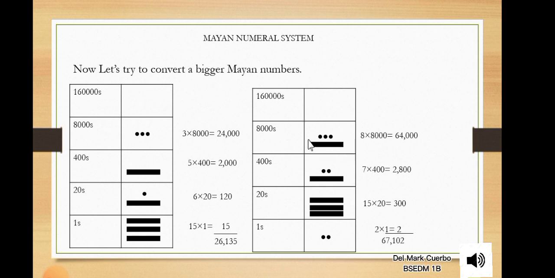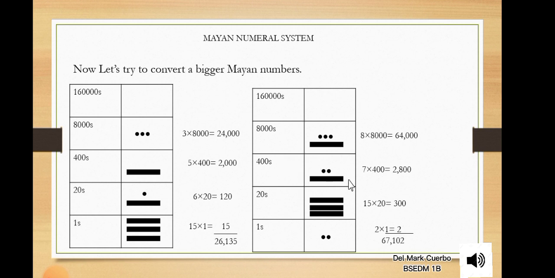So 5 plus 3 dots is equal to 8. Again, all the numbers that are above 19 should be multiplied by their place value. So 8 times 8,000 is equal to 64,000. And here in 400's place, we are going to multiply it by 2.